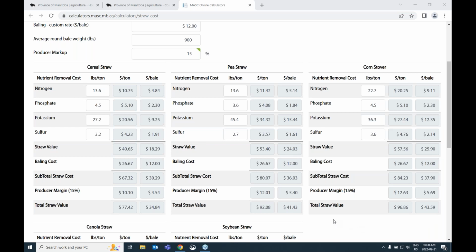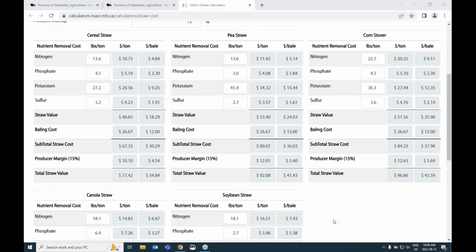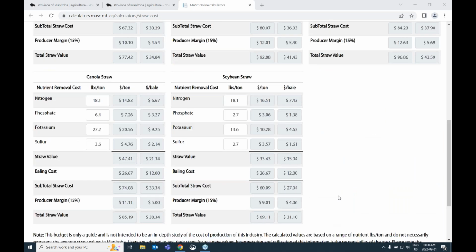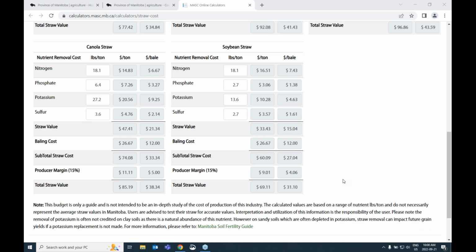This calculator can be used on iPads, can be used on your phones. Pretty easy to use. There are some caveats here, and I'm going to hand it off to John here shortly, just about the removal of potash on clay soils and comparing that to sandier soils, which often have some shortages of potash, where straw removal can be much more impactful on those sandy soils. So John, if you want to take it away.